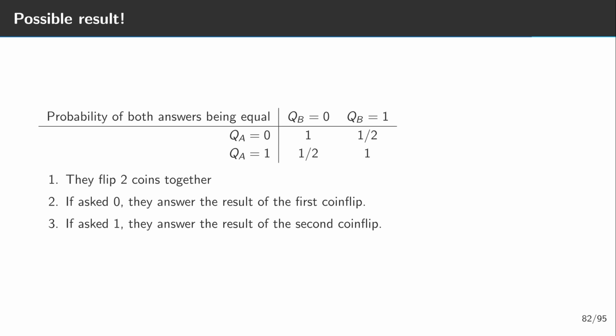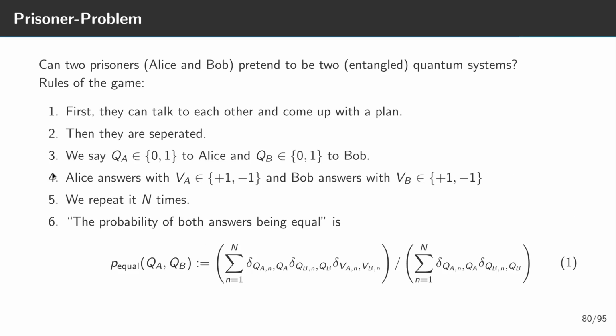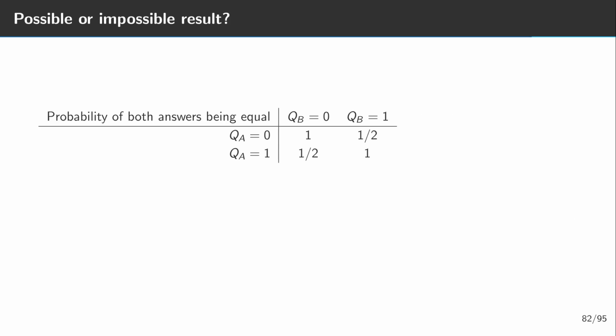The thing that you seem to forget in our rules is that they are separated, but before they are separated, they can talk to each other and come up with a plan. So they can use this time to flip 2 coins and both remember what the coin flip was. So they have memory of the same experiment. So they can absolutely produce this table. That's actually the reason I wanted to show you this table, because it's a common misconception that this table is impossible, and it's therefore remarkable if a physical system can produce this table. It's nothing special if a physical system can produce this table.